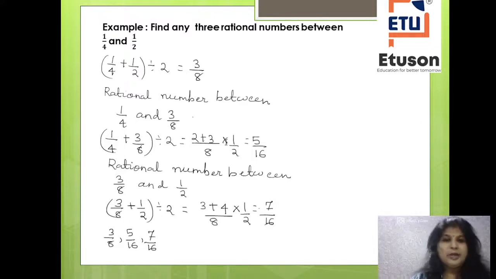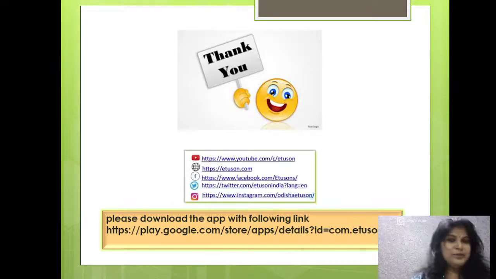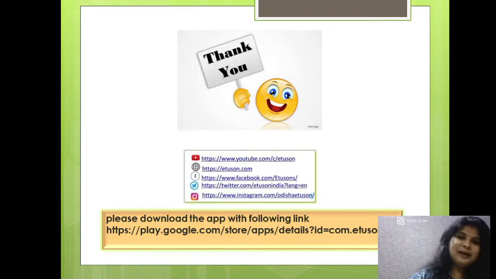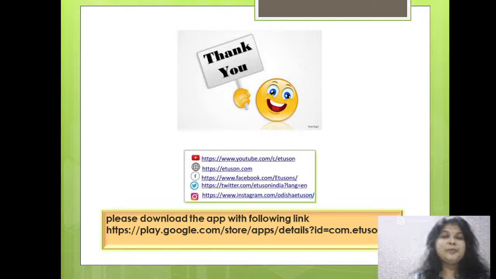Correct or not? So I hope the concept is clear to you now. Thank you students for your patient hearing. So today we have completed the representation of rational numbers, that is, we found rational numbers in between two rational numbers by the two methods I have shown you. So please solve more and more problems. In the next class we will solve the exercise problems.